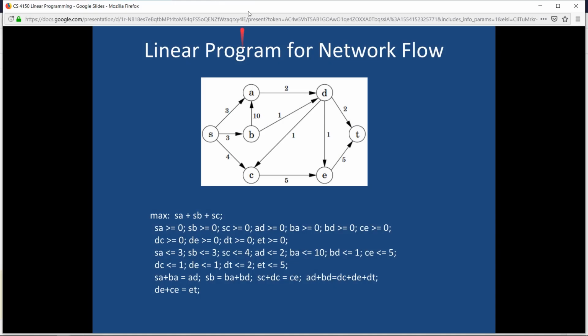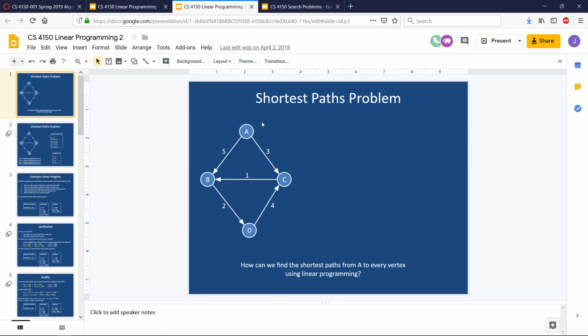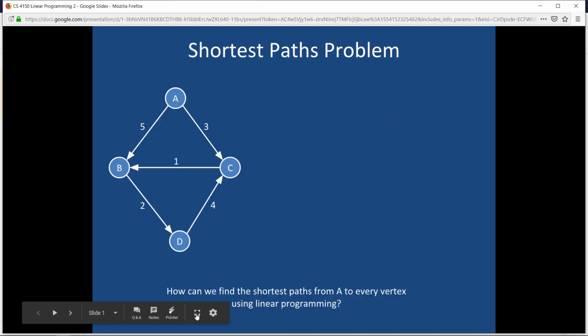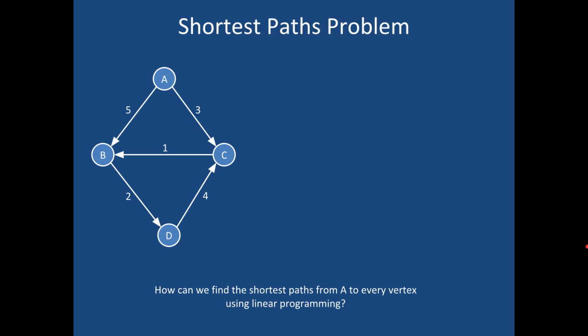Okay, so let's look at a different problem. Let's look at the shortest path problem that we solved using Dijkstra's algorithm, and see what we can do. So here we have a graph, and I want to model the problem of finding the shortest path from A to every other vertex as a linear program, and see if we can solve it that way. And we describe the shortest path problem for this graph as a linear program.